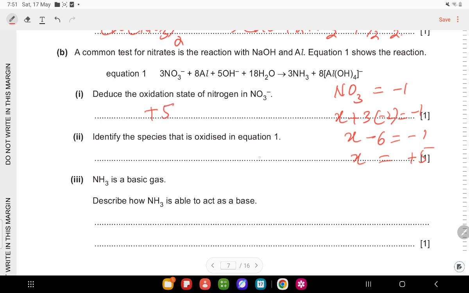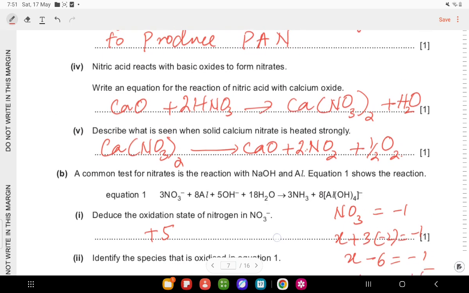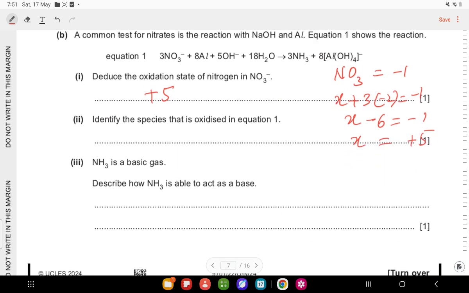Identify the species that is oxidized in equation 1. Aluminium is oxidized.